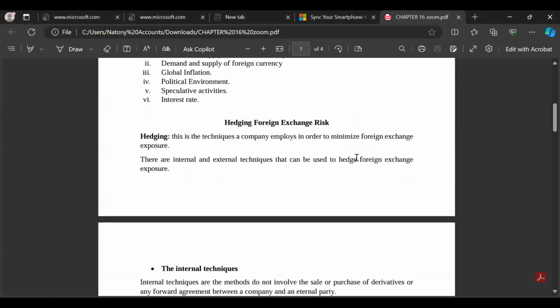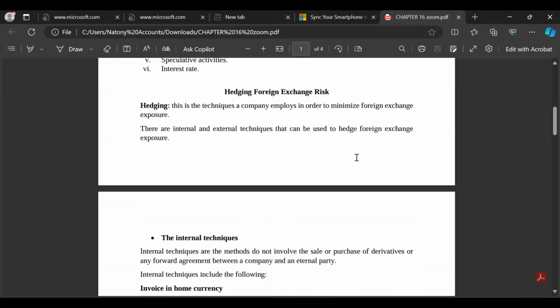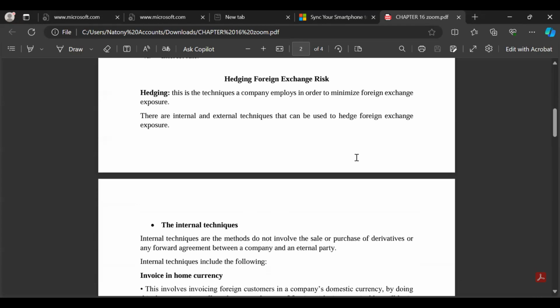Hedging foreign exchange risk. Any country or company that has cross-border transactions will definitely face foreign exchange risk. It cannot be eliminated. The company can only minimize the exposure to foreign exchange. And how can a company minimize the risk of foreign exchange fluctuation? There are two basic methods: the internal techniques and the external techniques.